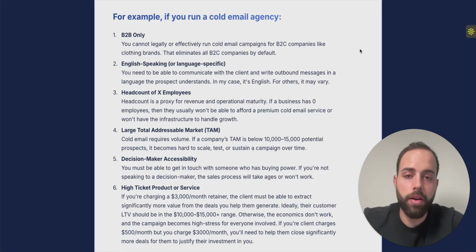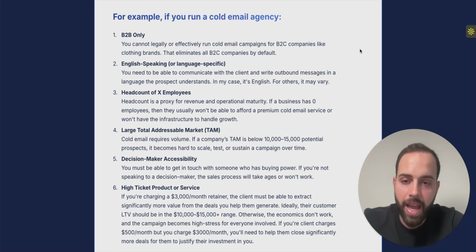You cannot legally or effectively run cold email campaigns for B2C companies like clothing brands. That eliminates all B2C companies by default. Number two is English speaking or language specific. So you need to be able to communicate with the client and write outbound messages in a language the prospect understands. So in my case, it's English. For others, it may vary.